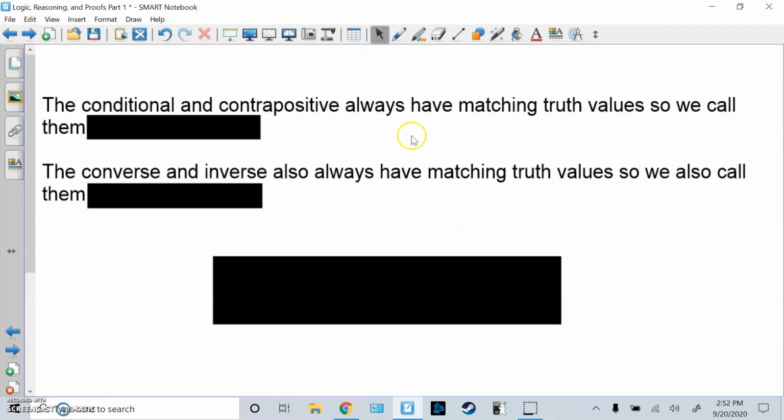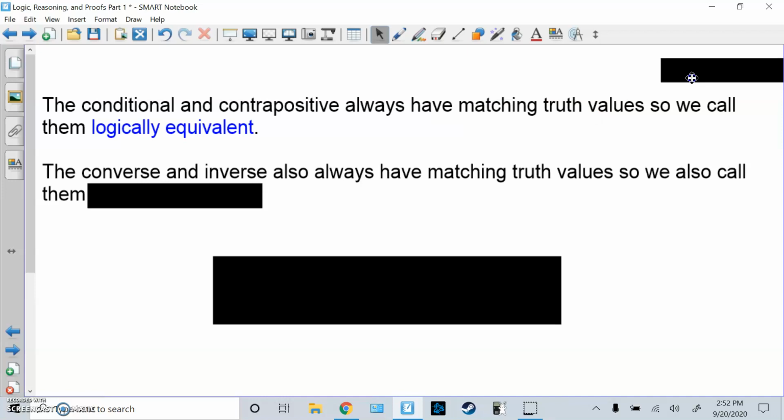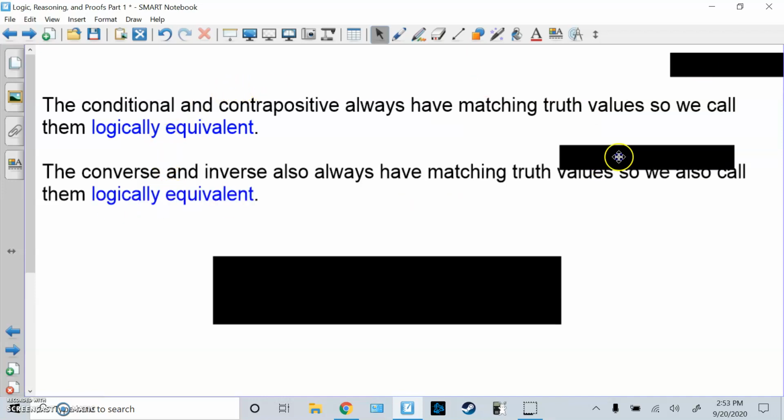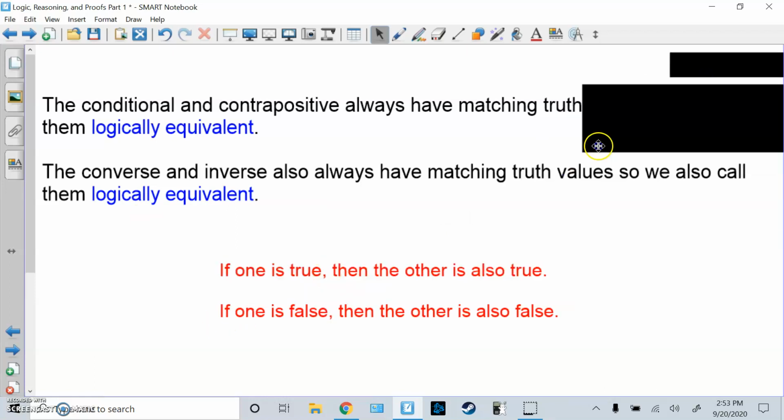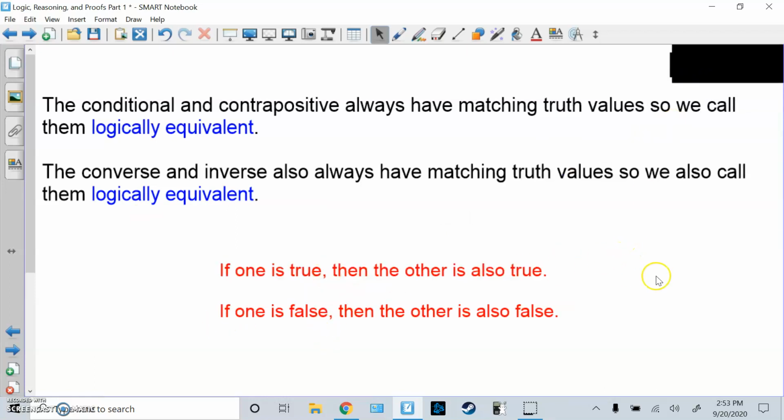The conditional and the contrapositive will always have matching truth values, so we call them logically equivalent. The converse and inverse also have matching truth values, so we call those logically equivalent as well. So again, what that means is if one is true, the other is true, or if one is false, the other is false.